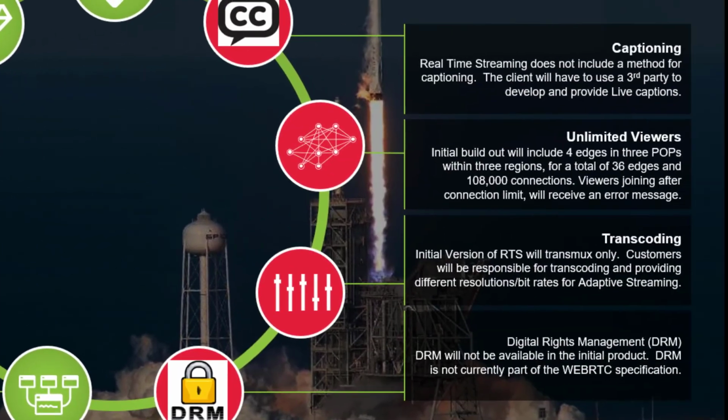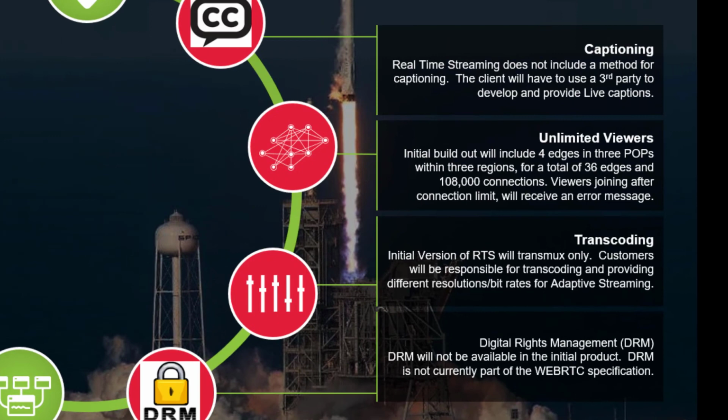Nice People at Work. For captioning, real-time streaming does not currently include a method for captioning. Since this content is live, the client will have to use a third party to develop and provide live captions. Unlimited viewer. The initial build-out will include 4 edge servers and 3 POPs within 3 regions for a total of 36 edges and over 100,000 connections. Viewers joining after the connection limit will receive an error message.